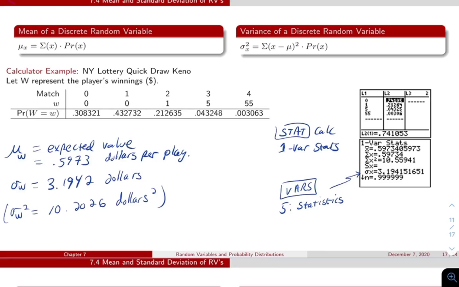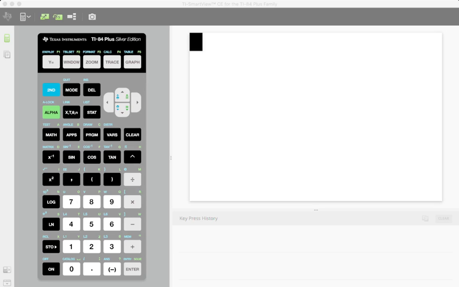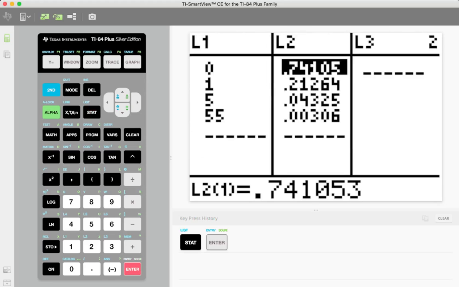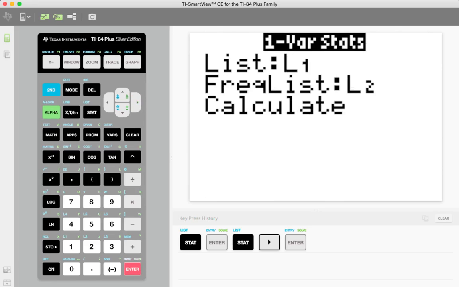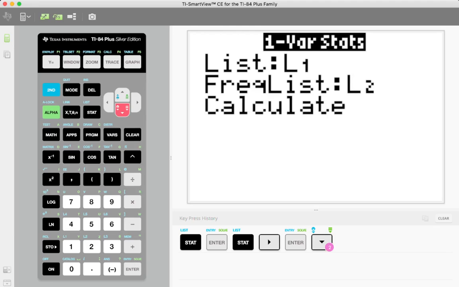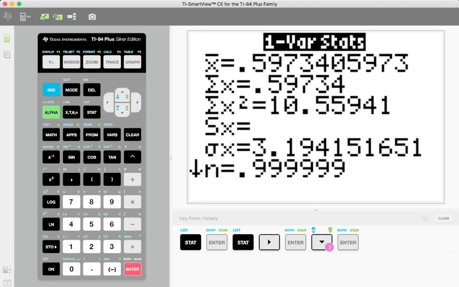So, to see how this goes, I have the numbers in L1 and L2. I'm going to do stat, go over to calculate, one variable stats, press enter. And now what needs to happen is for the first time we need to enter two lists. We want the average of list 1, but we want to weight it or use a frequency that occurs in list 2. So for the first time both of these are important. I want the average of L1, but weighted by L2. So those are entered in correctly. I'm going to press calculate, and this screen matches what we had in the PowerPoint.